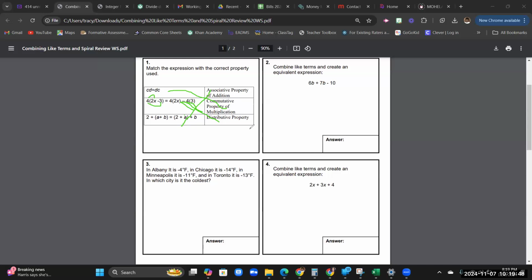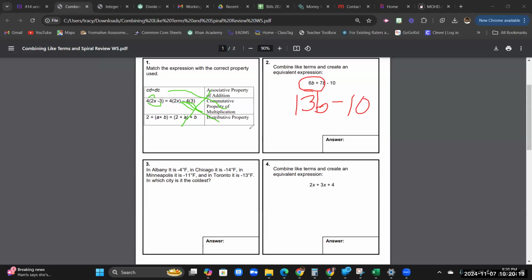All right, number two, combine like terms and create equivalent expressions. Like terms have to have the same variables, or constants together. And in this problem, we see we've got 6b and 7b. So we can just add those two together. 6 plus 7 will give us 13b. And we can't do anything with -10, but bring it with us.